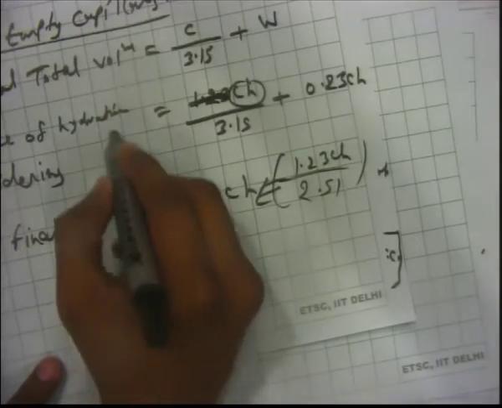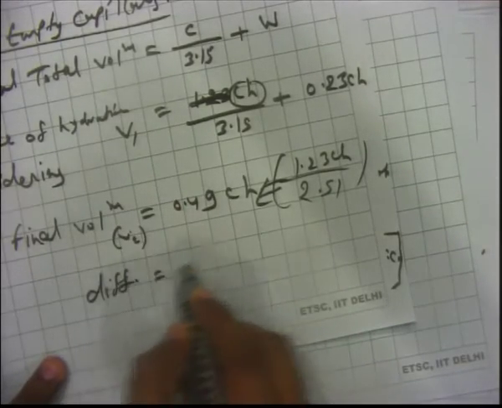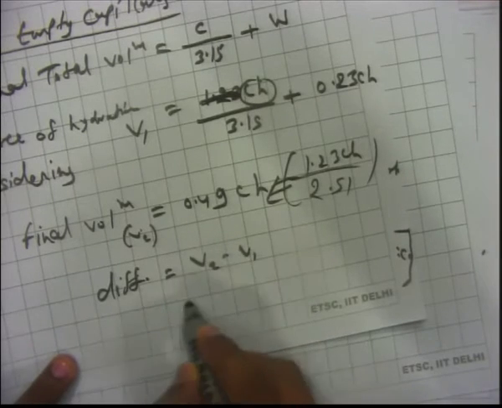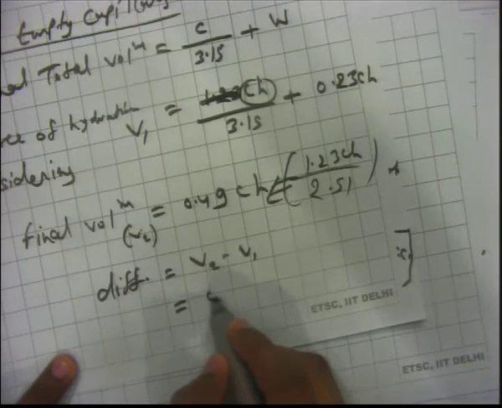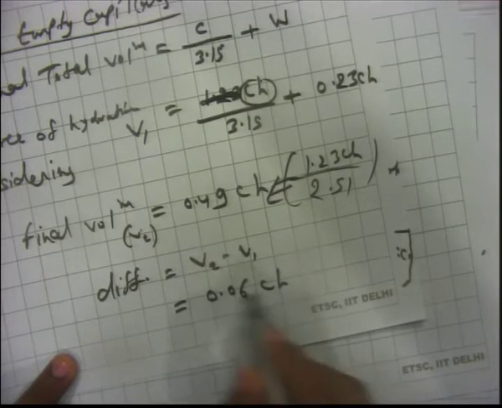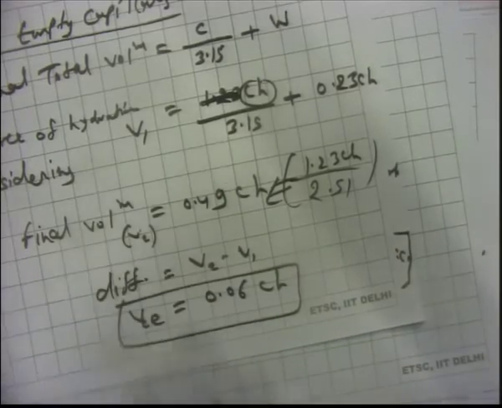So the difference between V1 and V2, that is V2 minus V1, will come out to be 0.06 CH. This is nothing but the volume of empty capillaries.